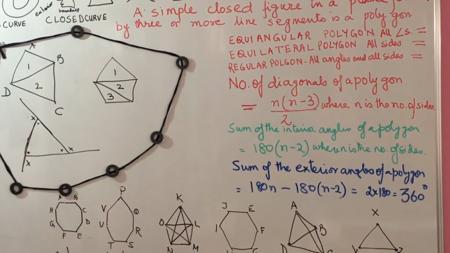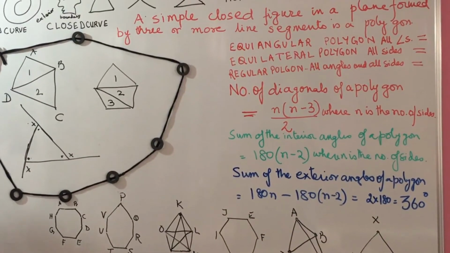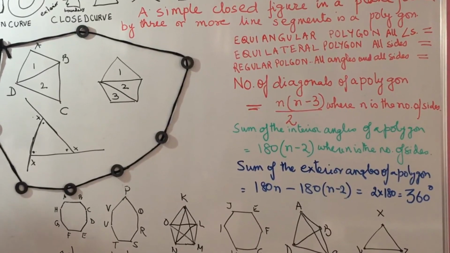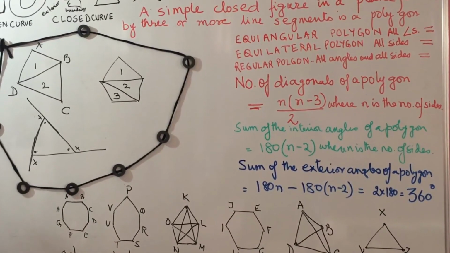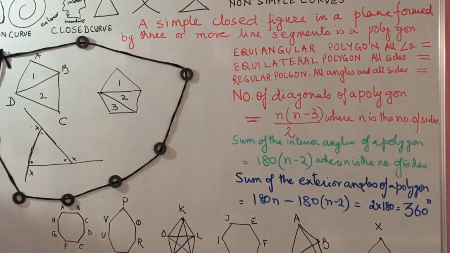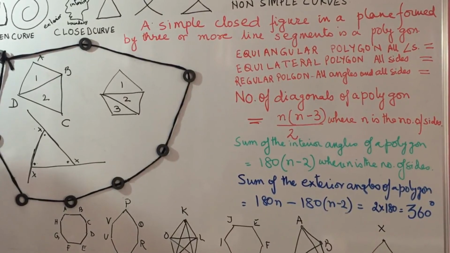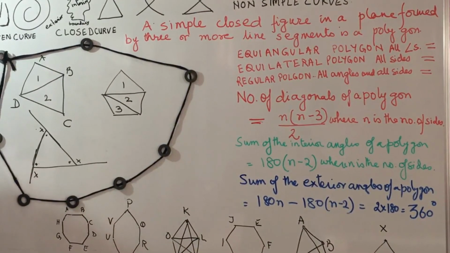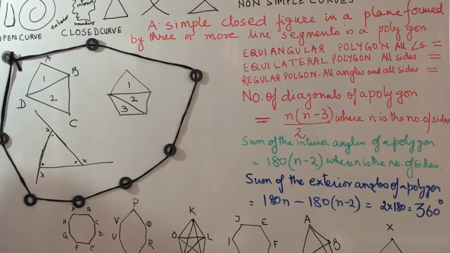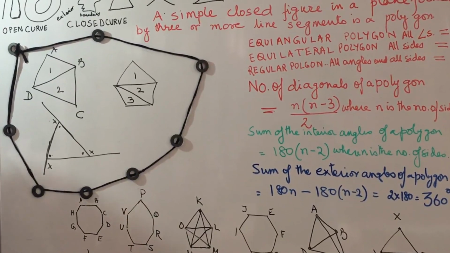We can have equiangular polygons, that is, polygons in which all the angles are equal are called equiangular polygons. We can have equilateral polygons. A polygon in which all the sides are equal is called an equilateral polygon. And polygons which have all angles equal and all sides equal are called regular polygons.